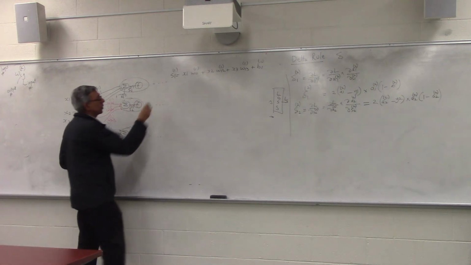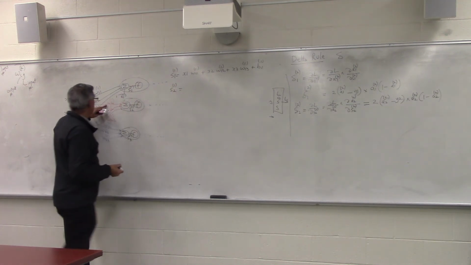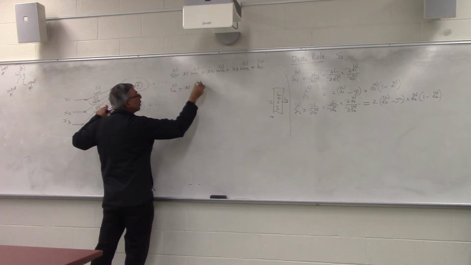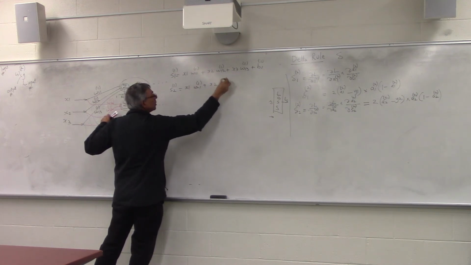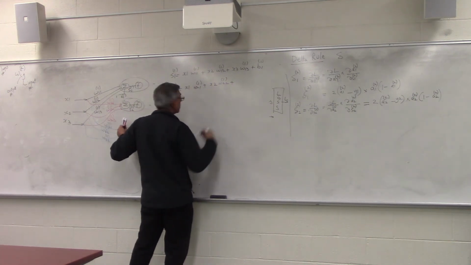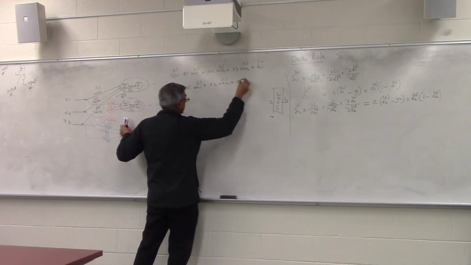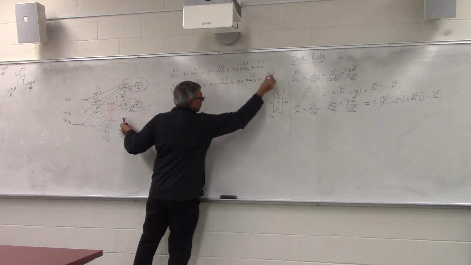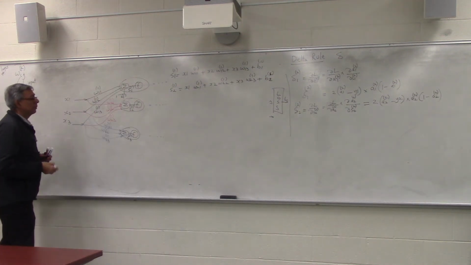Okay, let's write the expression for S2. S2 of 1 will be, so all the red ones, x1 times W21 of 1 plus x2 times W22 of 1 plus x3 times W23 of 1, sorry, x3 times W23, plus B2. Everybody agrees?